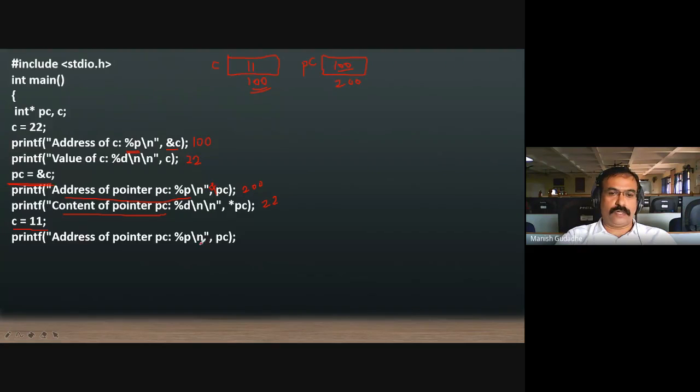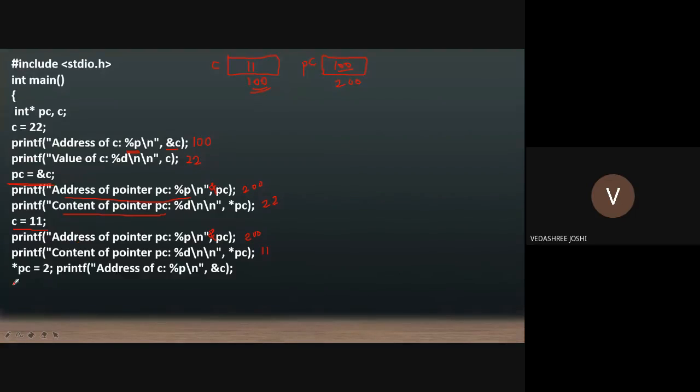So if I am now printing, again, I made a mistake here. So if I am printing this address of PC, address of pointer PC, it is going to print address of PC. And what is the content of PC now? Now contents of PC will be 11.